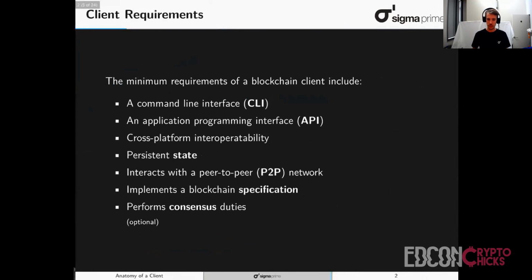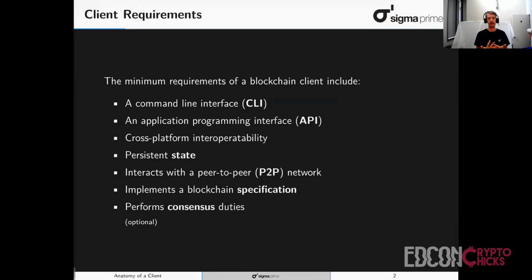When we talk about a blockchain client, at the end of the day, we're building a piece of software, right? And like most pieces of software, we have to interact with the real world. So, of course, in order to run the software, we need some kind of command line interface for it to be useful. We need to have an application interface. It needs to be able to work on every platform, even Windows, probably especially Windows. We need to be able to save state. We need some kind of database. It needs to be persistent. And of course, in a blockchain system, we need to be able to interact with all of the other nodes in our network.